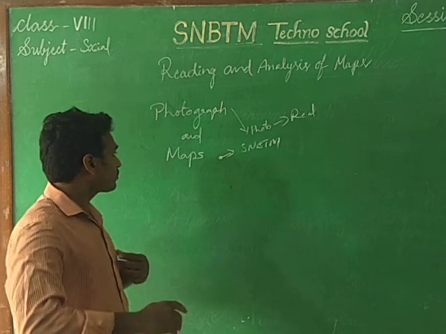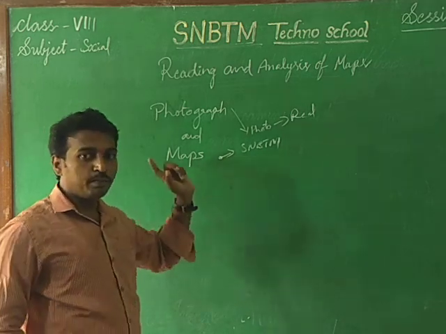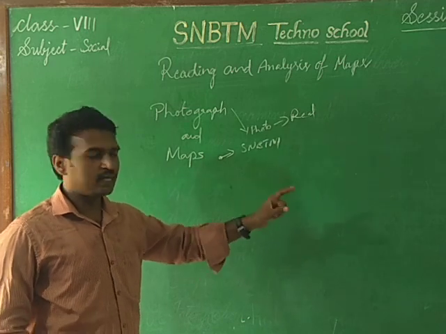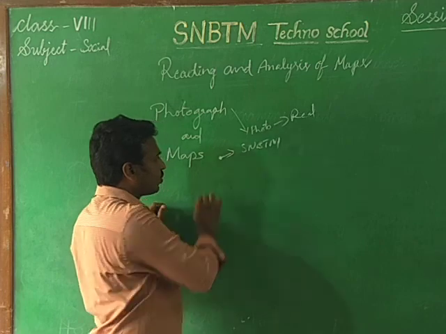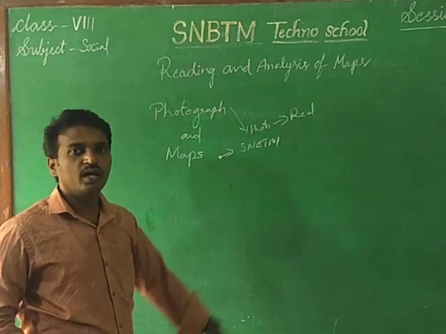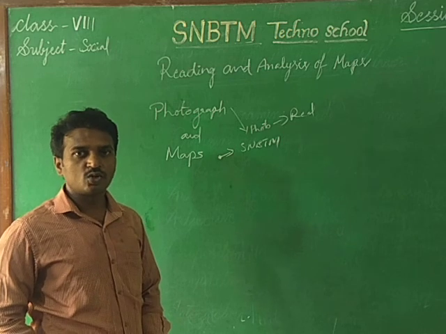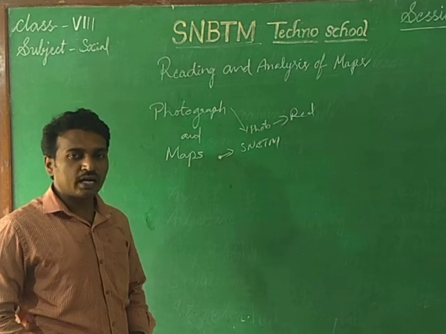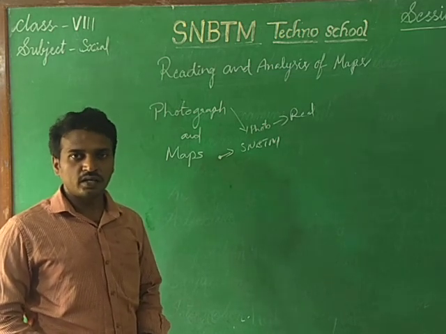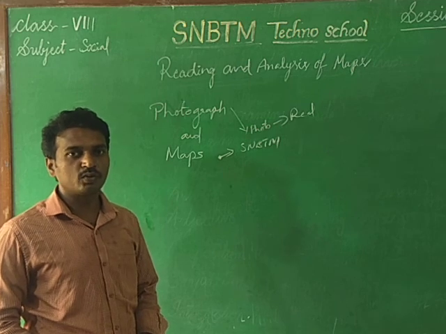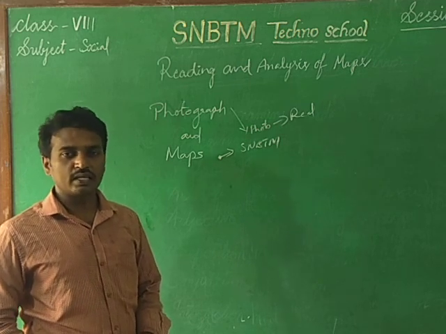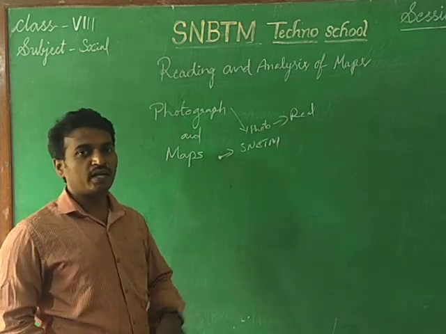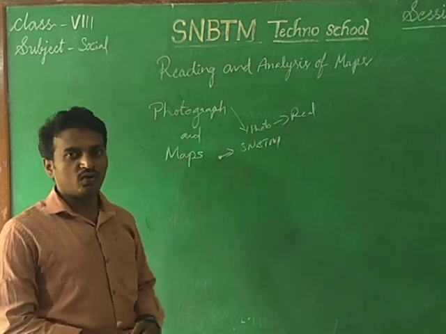Because of maps. While preparing the maps, the map makers or geographers mention in the map: yes, this is the SNBTM school. Behind the school, there are so many fields, and from those fields they are cultivating. Like that we can get the information. At the same time, in the surroundings of the school, many people are living, and they are speaking Telugu. Like that, we can get the information from the map. Those things are not available from the photograph.